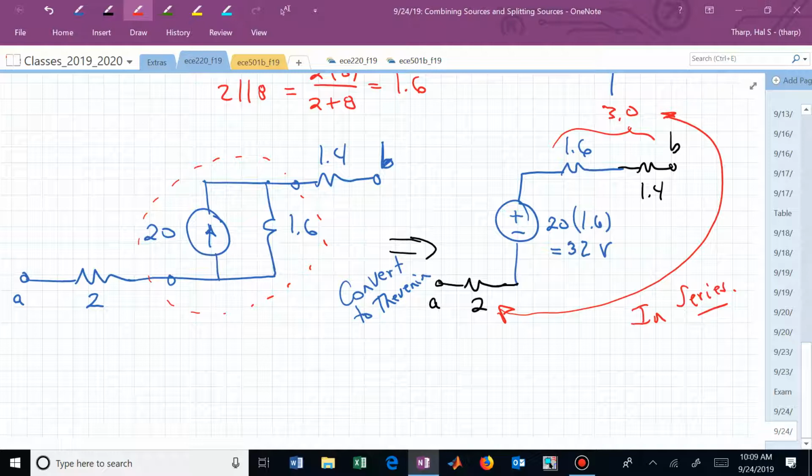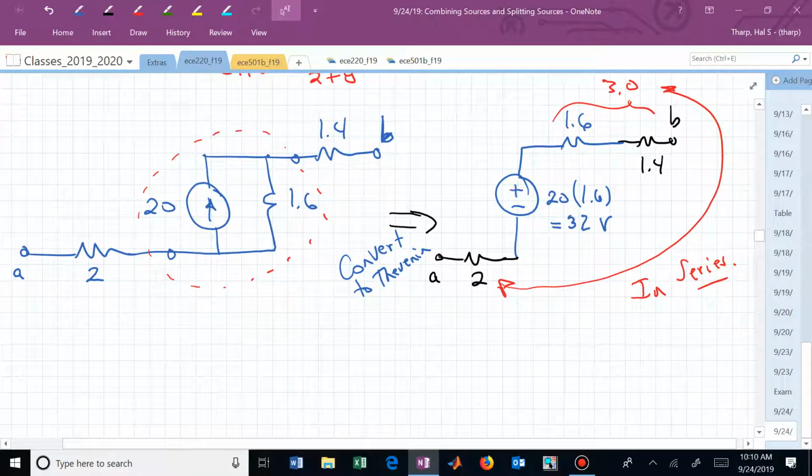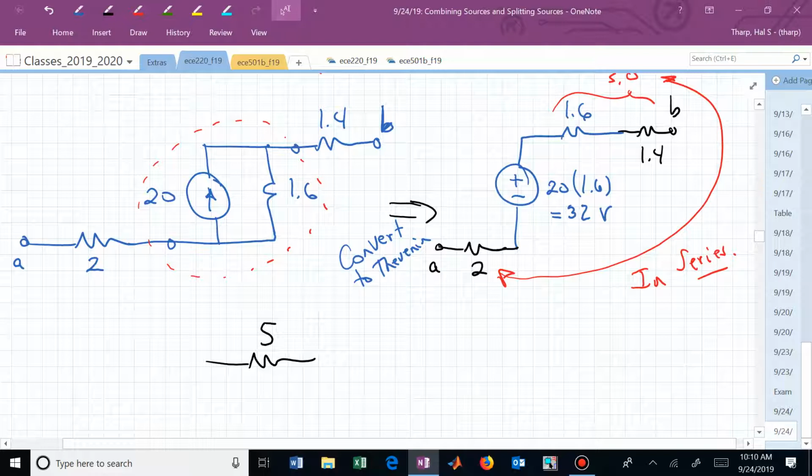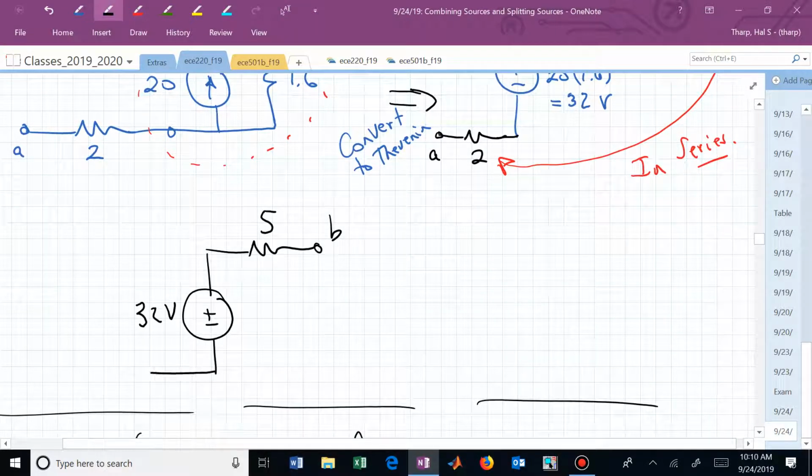What's my net series resistance? 2 plus 3. I now have a resistor of 5 ohms. And what's my voltage? There's B. I didn't change anything in it. It's now 32 volts. And now if I said there's A, but do you see that that's equivalent to that? And here is what I was hoping to find.